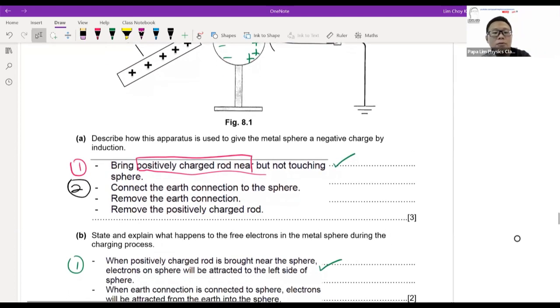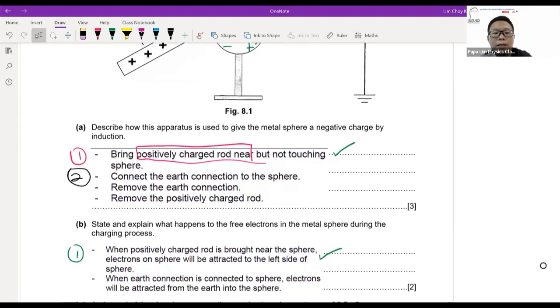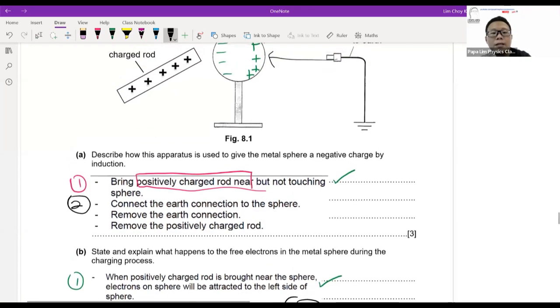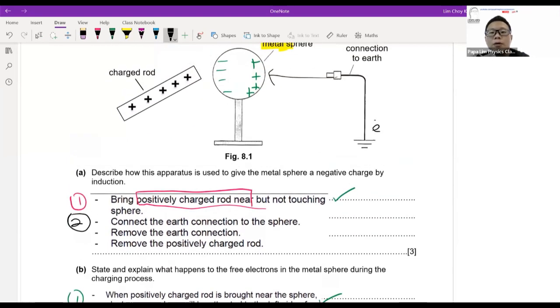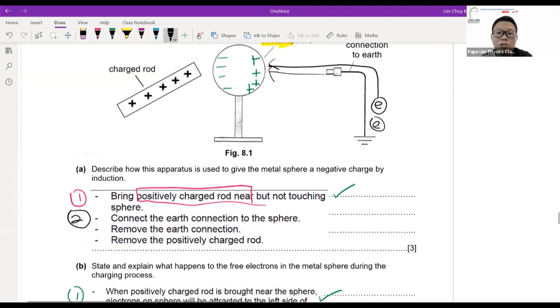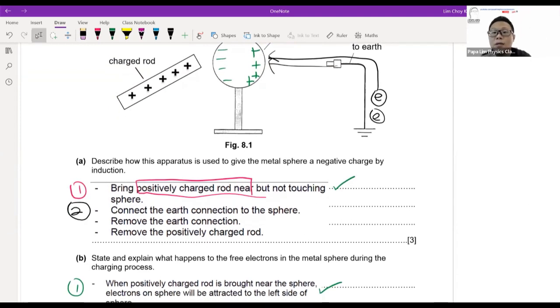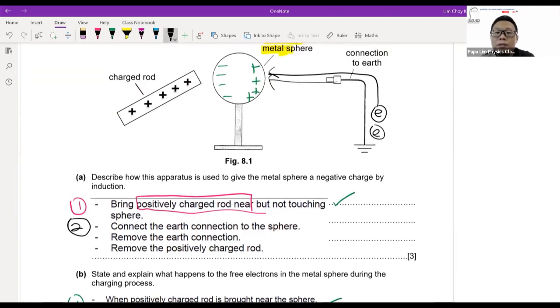It is because now, when I'm connected to Earth, electrons will flow from the Earth itself. At this point, at stage 2, the electrons will flow up from the ground to the sphere. The main purpose of the electrons coming up is to neutralize the positive charges. Because unlike charges attract, the electrons will flow up from the ground into the right side of the metal sphere.